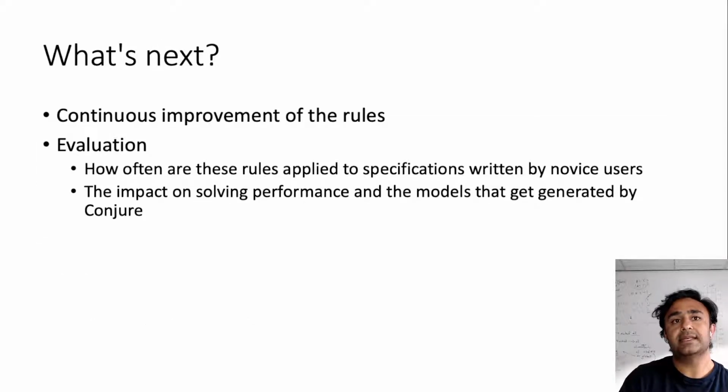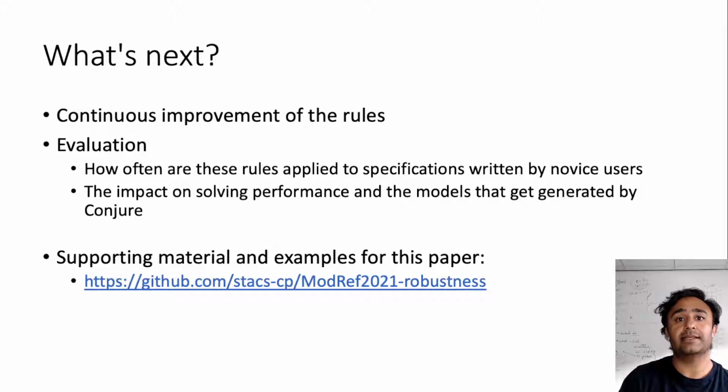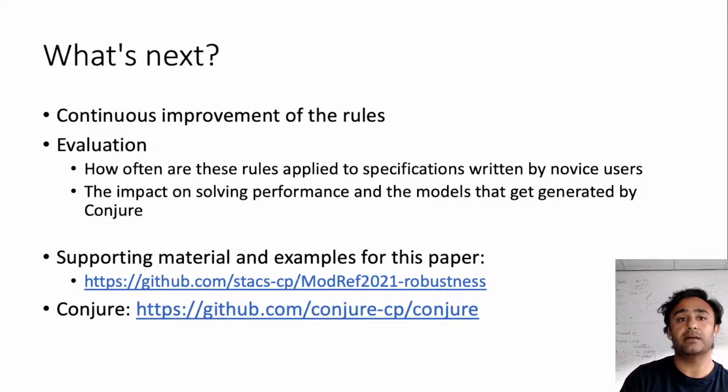Having said that, we are planning to improve the set of rewrite rules that we have by studying more of the Essence problem specifications that we have, and evaluating the effectiveness of this work in two ways. I suggest everyone have a look at the paper as well as supporting material and examples for this paper that are hosted on GitHub.